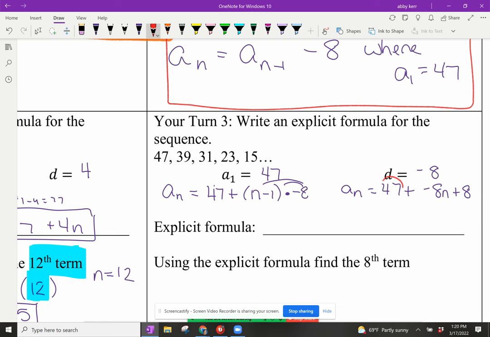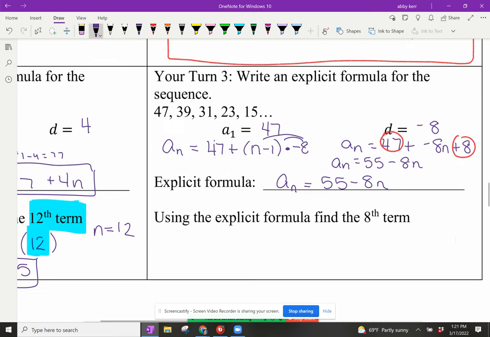And then once again, we haven't done this in a couple weeks. We're going to combine like terms. And we're going to get 47 plus 8, which is 55. Now, I did plus negative. You can do minus. That's fine. So a sub n equals 55 minus 8n.